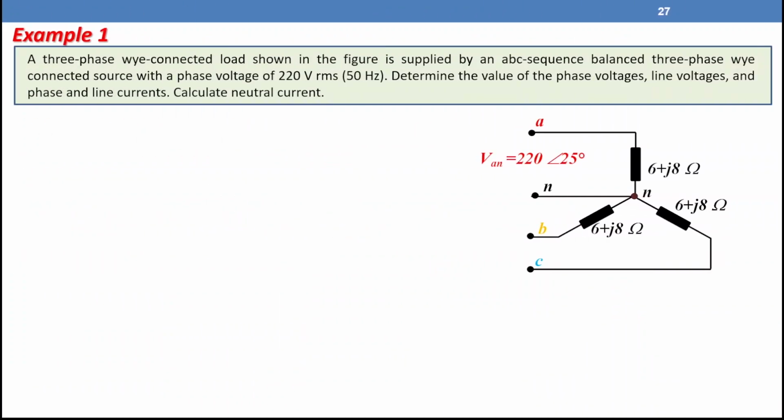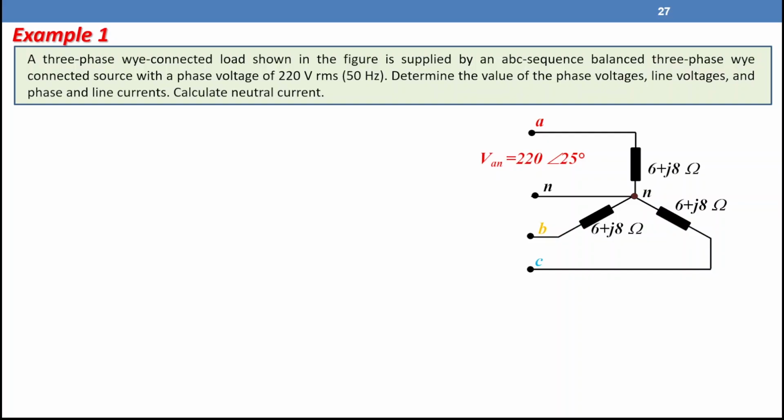Let us take an example. The three-phase Y-connected load shown in the figure is supplied by an ABC sequence, balanced three-phase Y-connected source with a phase voltage of 220 volt, 50 Hz. We need to determine the values of the phase voltages, line voltages, and phase and line currents. We need to calculate the neutral current as well.